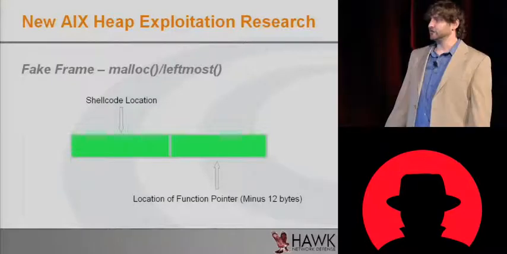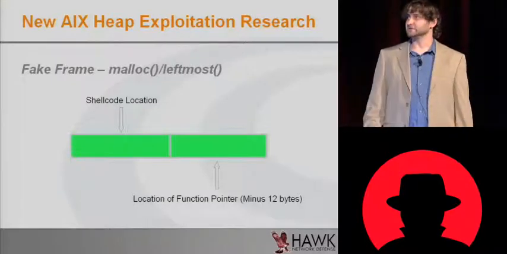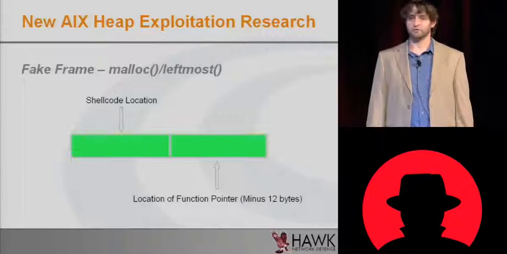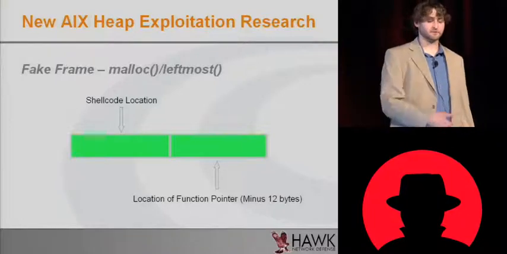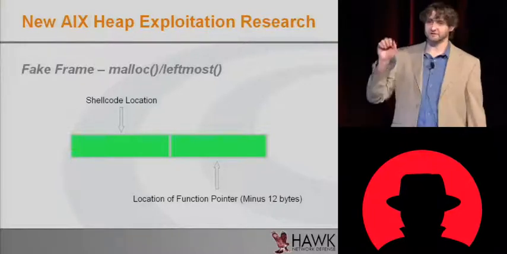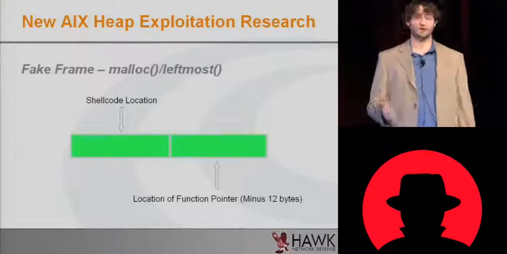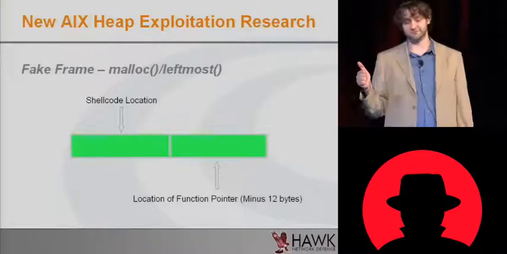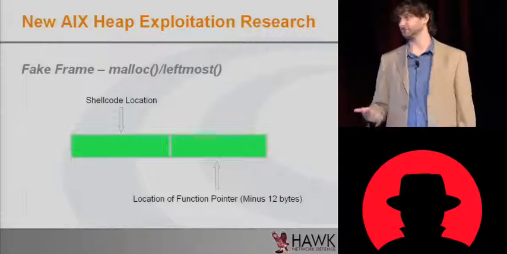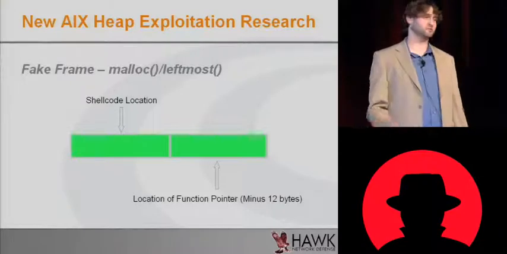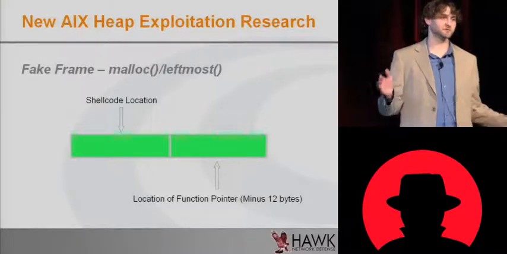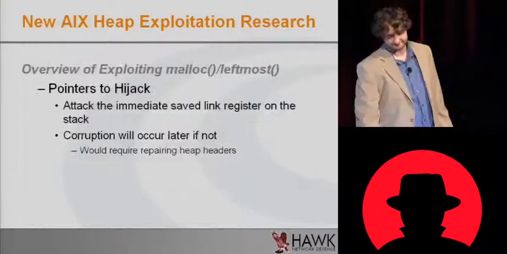So as I mentioned, our fake frame is a little bit smaller than what we were required in the last methodology. All we need is the location of our shellcode, and the same size has to matter. So location of the function pointer minus 12 bytes. Once again, can't do math, but we'll figure it out, right?